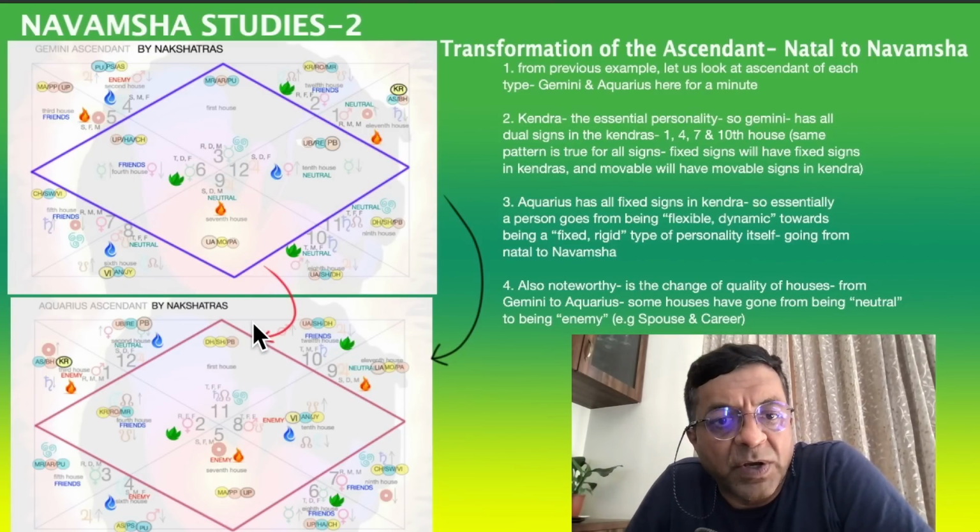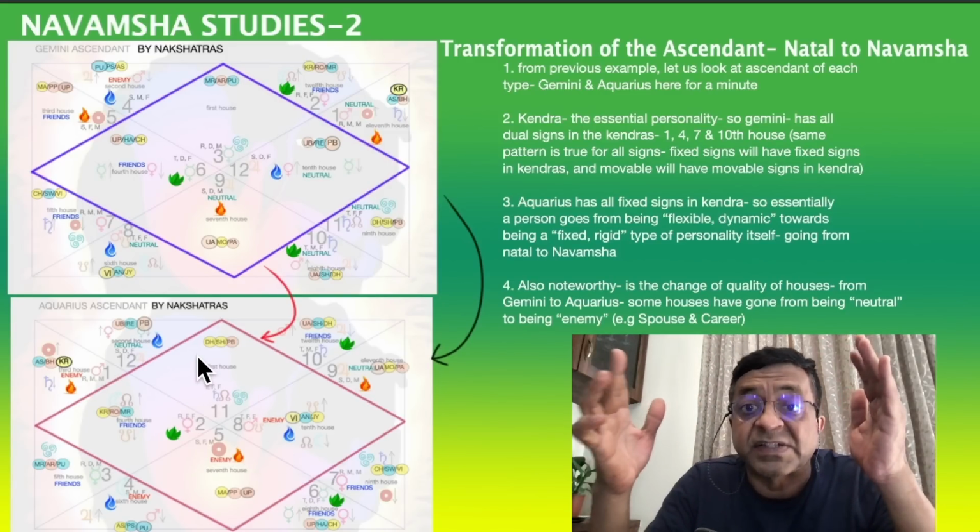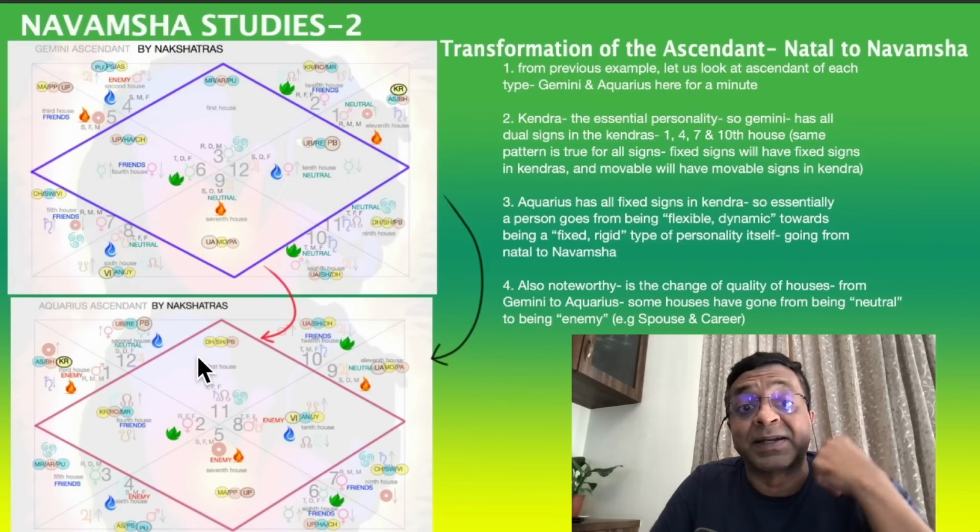Now it changed to Aquarius. Aquarius is a fixed sign. So again you have all fixed signs facing inside the Kendra, right? Inside this red diamond, you have 11, 2, 5 and 8: Aquarius, Taurus, Leo and Scorpio. So this becomes the Kendra, the guiding force of this. Therefore any fixed sign becomes fixed as a result.